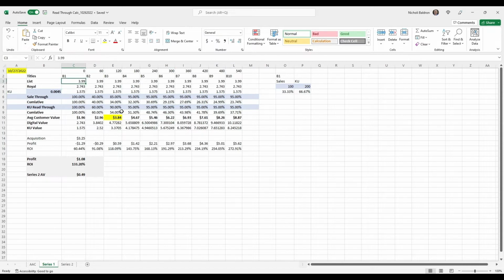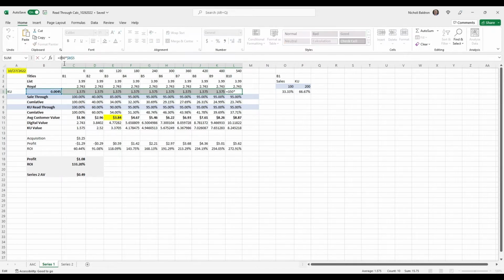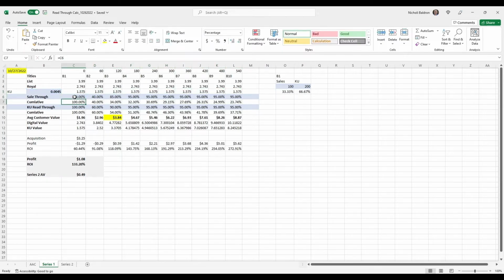For these purposes, we are placing all books at $3.99. We are then going to come down here and adjust the books. But for this purpose, I'm going to say all books are 350 pages. And then as the KU rate adjusts, you can update that into here, and it will multiply that out across.